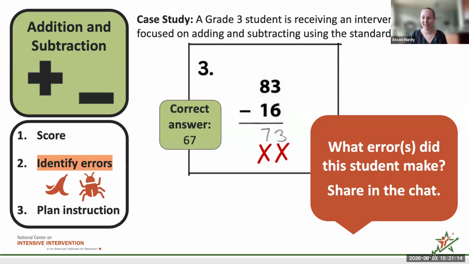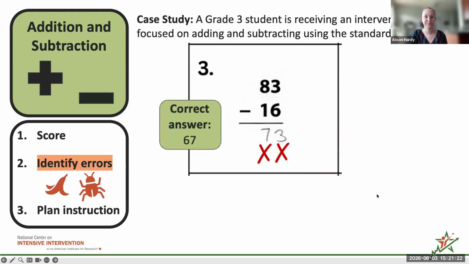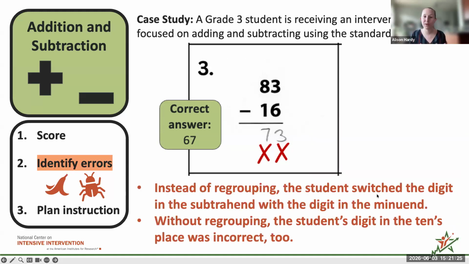Nice job, y'all. So they subtracted in the ones place without regrouping when here they should have. Absolutely. Nice work. So instead of regrouping, the student just switched the digits in the subtrahend with the digit in the minuend. And without regrouping, that meant that the student's digit in the tens place was incorrect too.